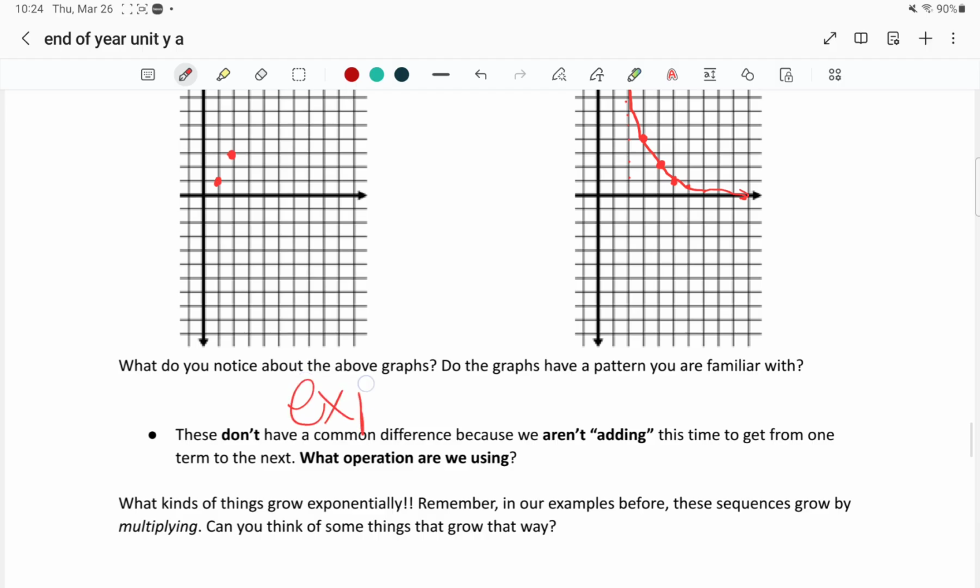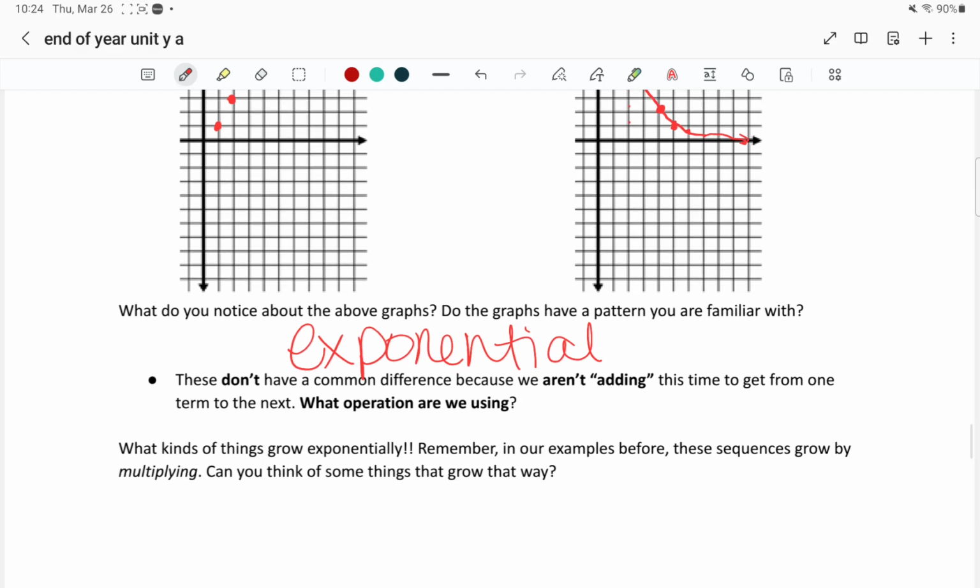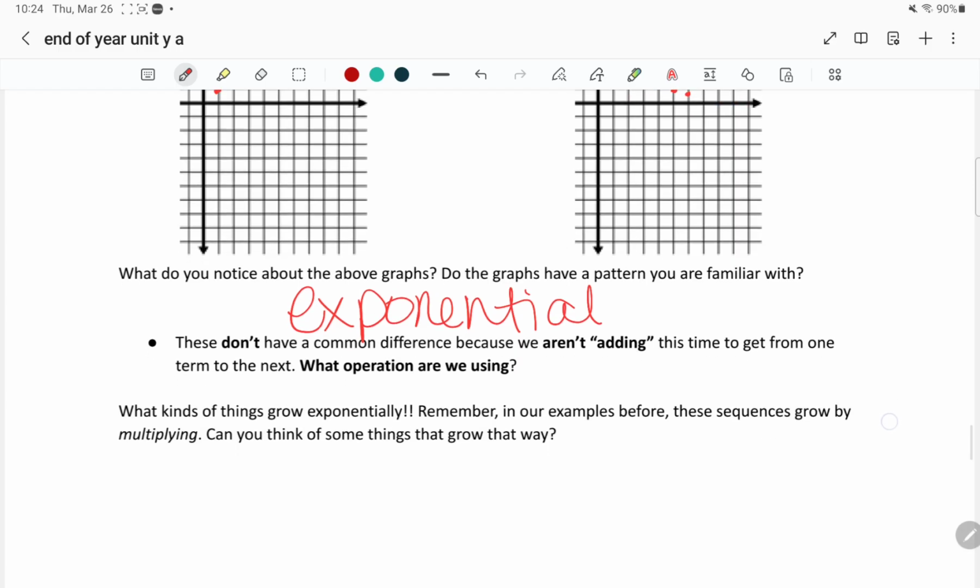These are exponential. So a geometric sequence is just an exponential function. We're kind of looking at it in a little bit of a different way, more on the pattern side of things, less on the real world taxes, interest in a bank kind of way. We are growing by multiplying because this is exponential.